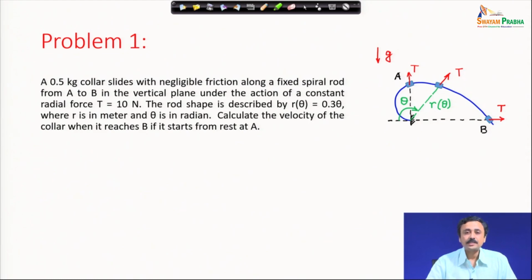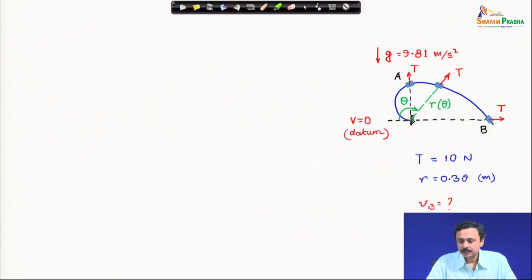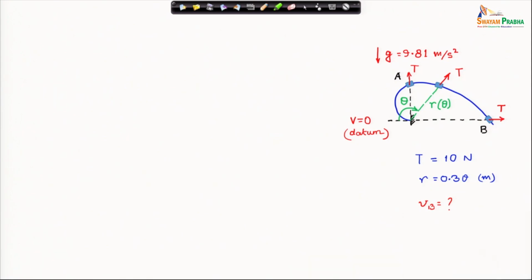The collar starts from rest at A on this spiral path and moves frictionlessly, with negligible friction, which means there is no friction in the vertical plane. Therefore, it is under the action of this applied force T of 10 Newton and gravity, with gravitational acceleration 9.81 meter per second square.